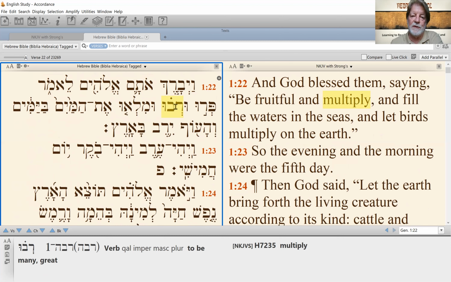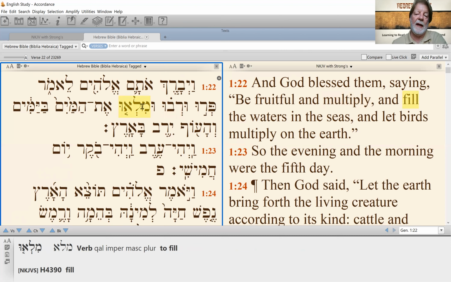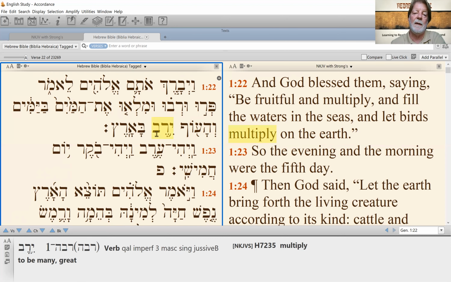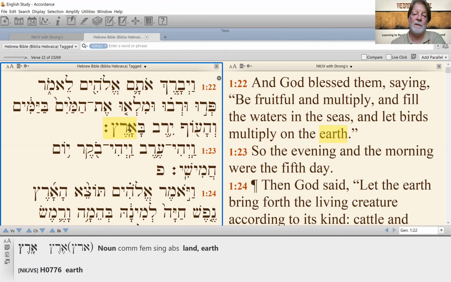Ravu, and increase, make more of whatever you are. He's saying this to the plants. He's saying this to the animal kingdom. In other words, be fruitful and multiply yourselves. Milu, and fill, et hamayim, fill the waters, bayamim, the waters of the seas, ve'ha'of, and the birds, yirev, multiply, ba'aretz, in the earth.